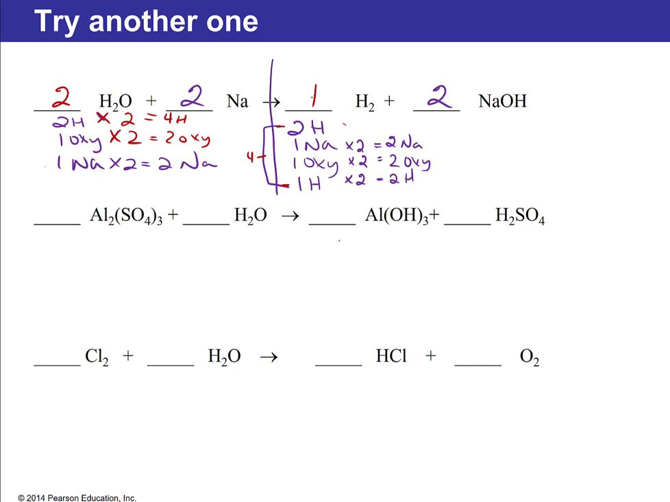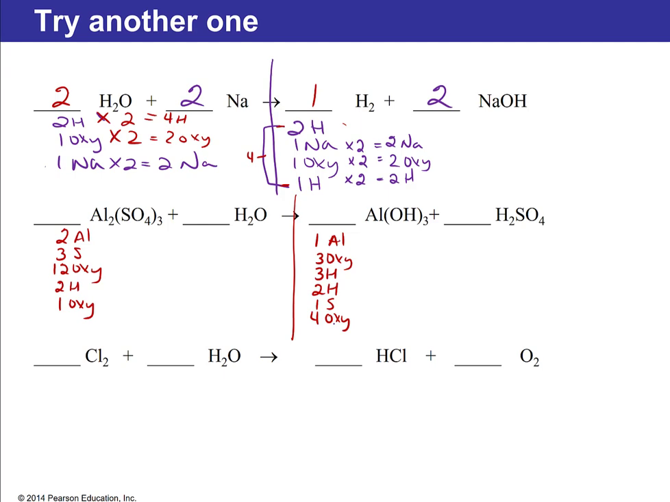So here's another one, this aluminum one with the parentheses. Remember, with the parentheses, you're going to multiply everything inside by the number that is found outside. So 2Al, 3S, 12 oxygen. This looks huge, but it'll be all right. Two hydrogen, one oxygen. So there's just the list. Just make the list all in a row. Do the product side. One aluminum, three oxygen, three hydrogen, two more hydrogen, one sulfur, four oxygen.